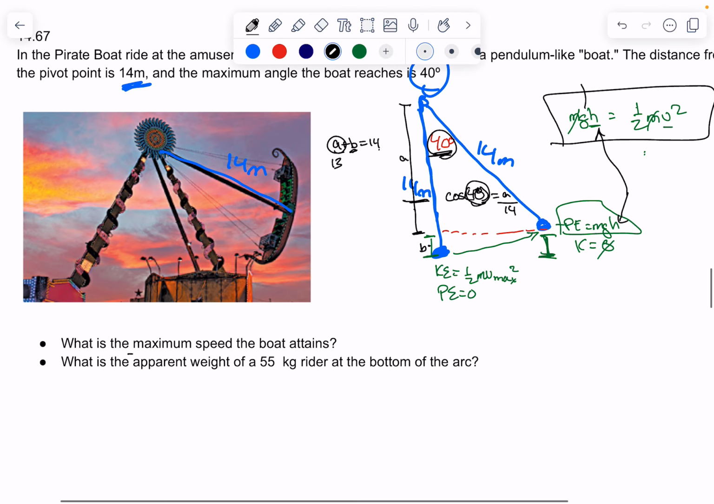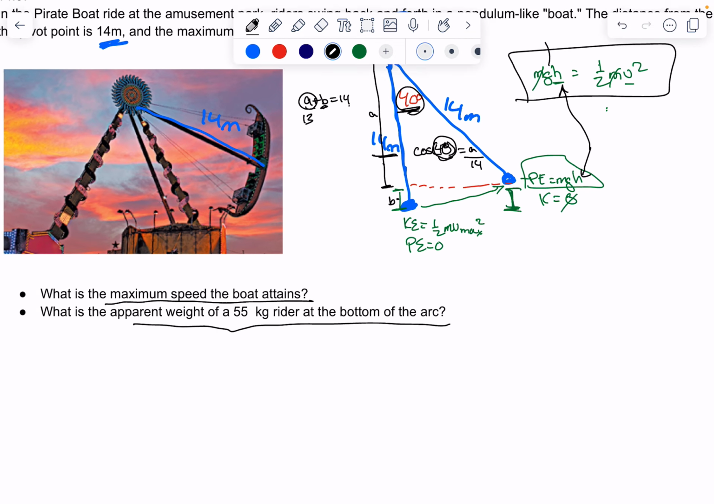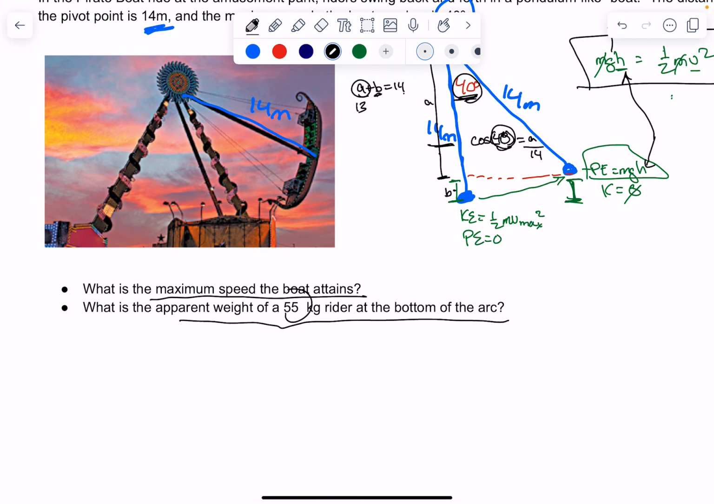So that's the first question, what's the max speed? And then the next question, what's the apparent weight? Now that's interesting, of somebody who is a 55 kilogram rider. So now if you think about it, when he's just sitting around, he's got a weight. Weight, in newtons, is mg, so it's 55 times 9.8. But if you've ever been on one of these, you feel it in your gut that you weigh more, because as you're accelerating down, essentially what you want to do is calculate the additional acceleration.